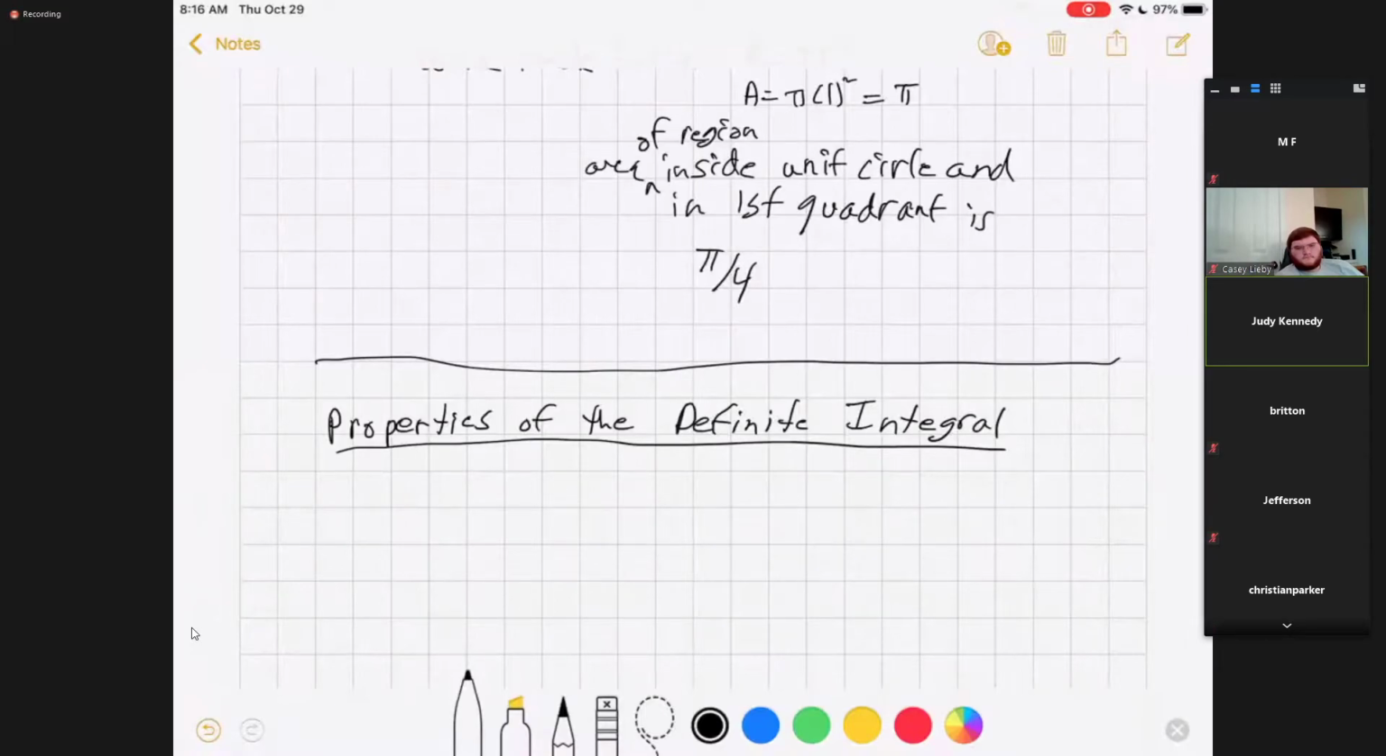Here's property 1. The definite integral from a to b, f is a continuous function defined on the closed interval [a, b]. That's my definite integral. This is equal to minus the integral from b to a of f of x dx. So, okay, I reverse the endpoints.